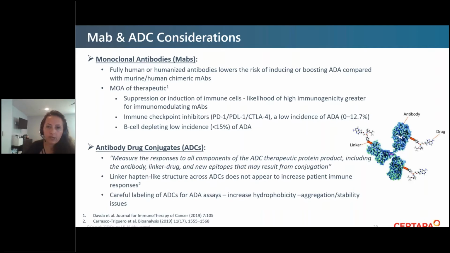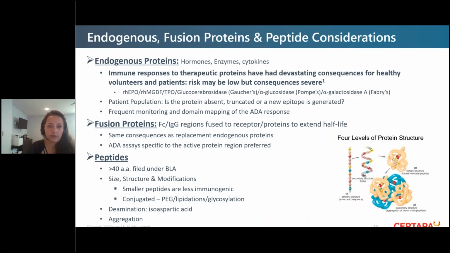But something else you have to think about with ADCs is the critical reagent of the drug itself can lead to problems when you're developing the assay. So you have increased hydrophobicity, you could have aggregation and stability issues, and so you have a hard time developing an assay to this molecule. So it's something to think about.